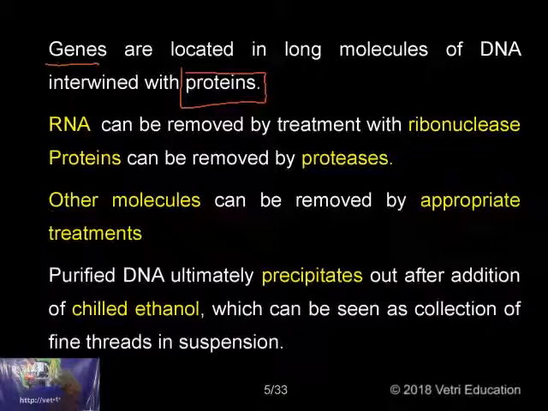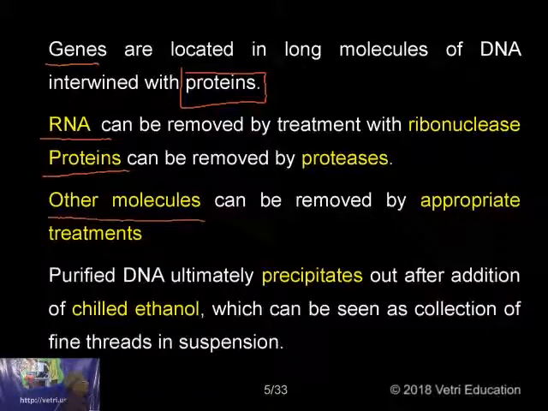So what are the different materials that you get mixed along with the DNA? You will be getting RNA, proteins, and other molecules also. RNAs can be removed by ribonucleases, proteins by proteases, and other molecules can be removed by appropriate techniques. So by using the different techniques meant for this, you will be able to get the pure DNA.